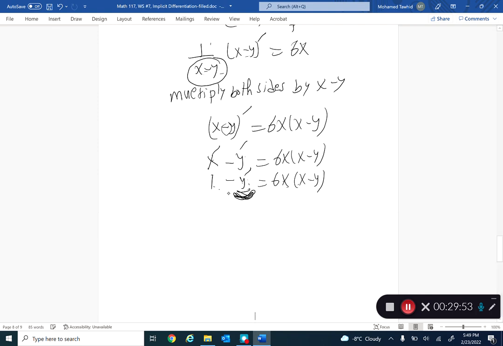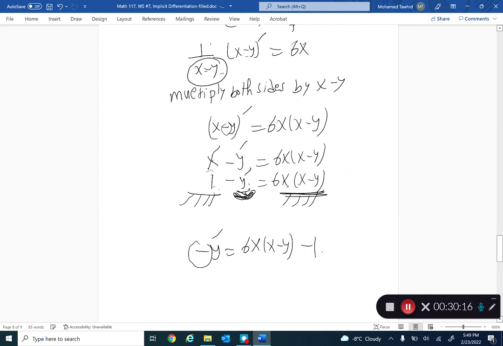What is the term that has y prime? That is the y prime. That's the only one. The other terms have no y prime, so I collect them on the other side. So what you have is negative y prime equal to 6x minus y. If I take 1 to the other side, it becomes negative 1, right?